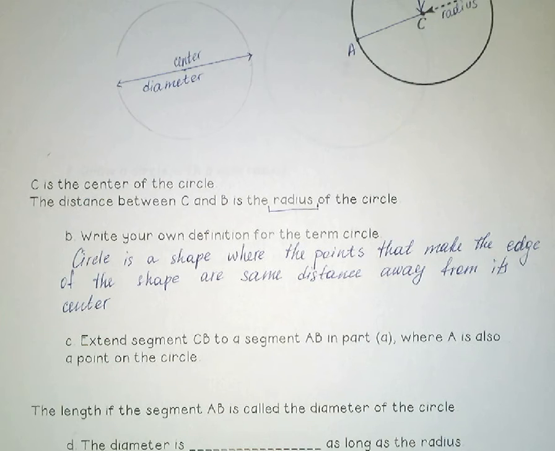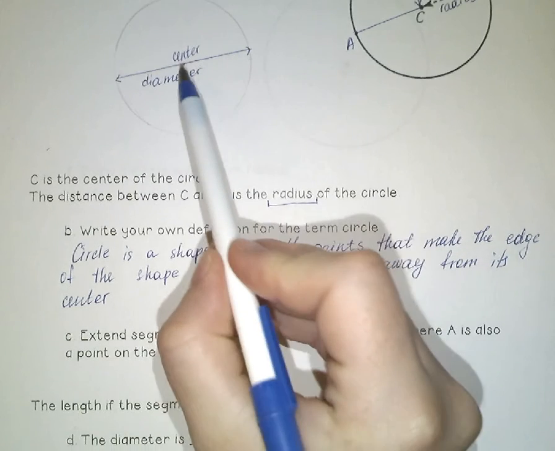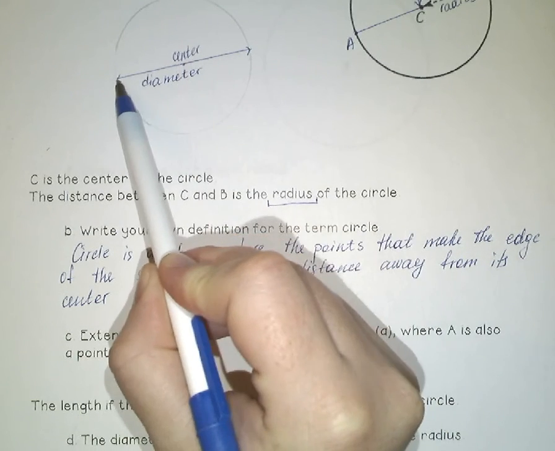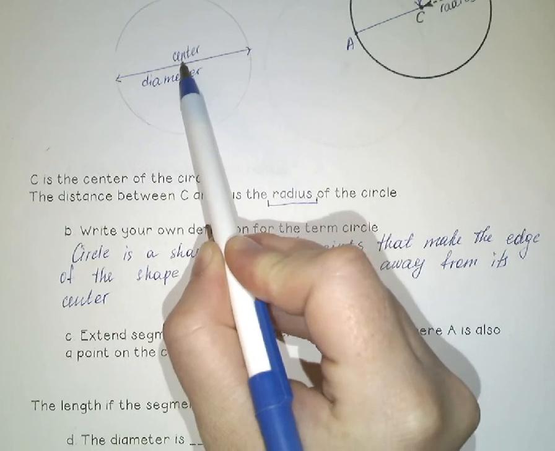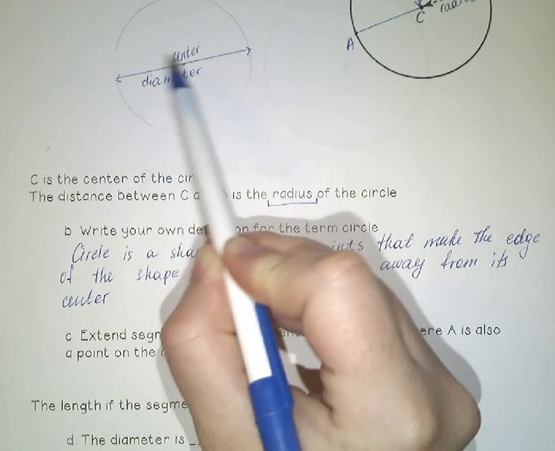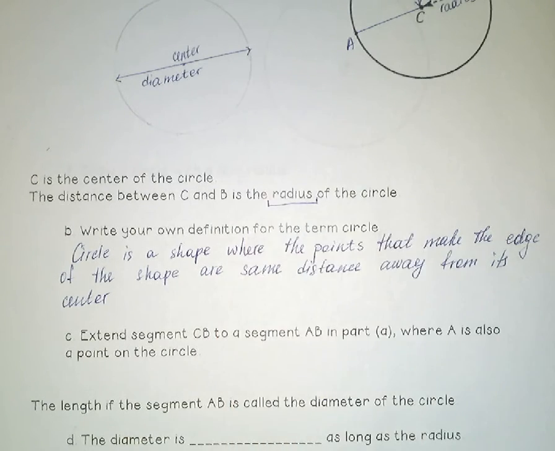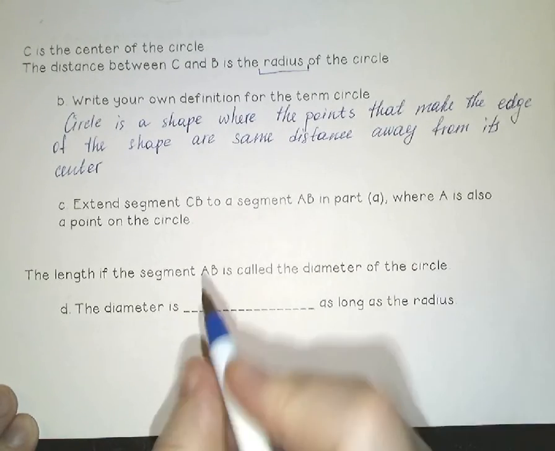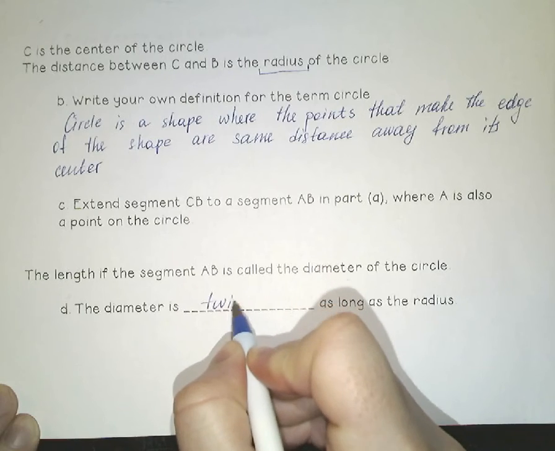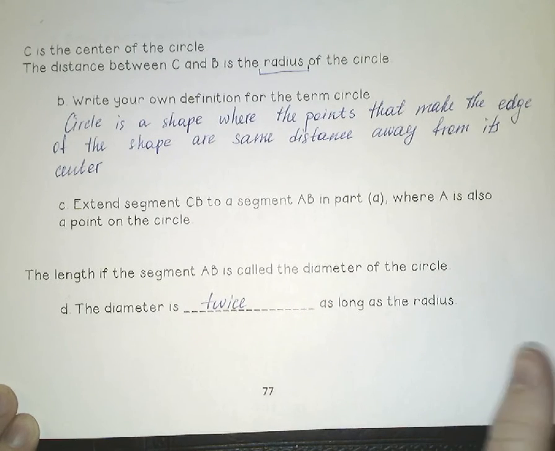The length of the segment AB is called the diameter of the circle. The diameter is twice as long as the radius. If you look, this is the radius right here from the center out, and this is the radius right here from the center out. It takes two radii to make the diameter, right? So on the bottom of this page, we will write: the diameter is twice as long as the radius.